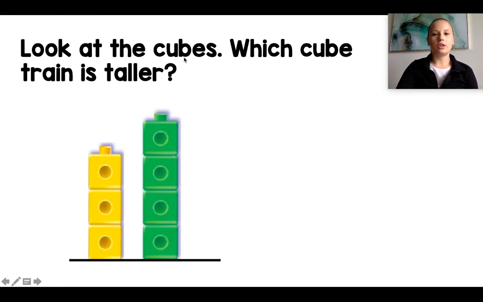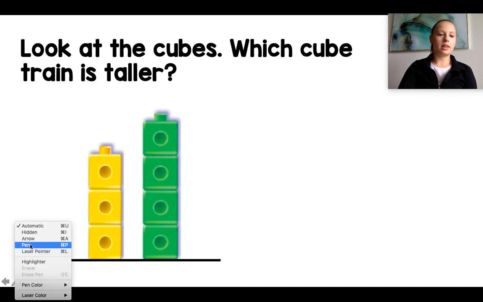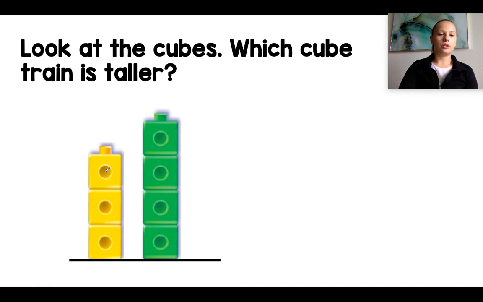Look at the cubes. Which cube train is taller? So you have a yellow cube train here and a green cube train here. I see, let me count. Let's count the yellow one. 1, 2, 3 cubes in height. And let's count the green. 1, 2, 3, 4 cubes in height. And did you see they both started here at the floor?